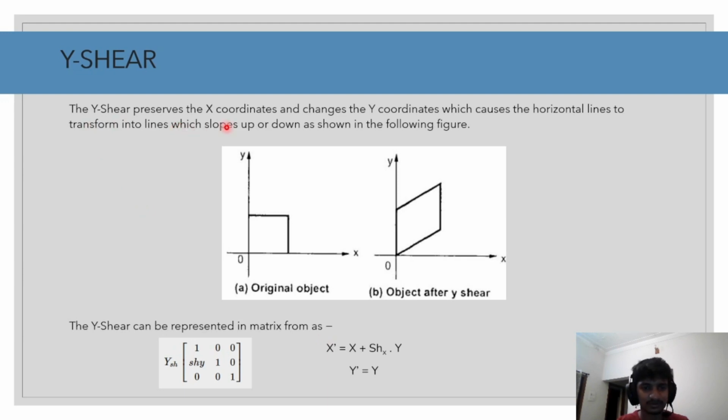Next is y shear. Y shear preserves the x coordinates and changes the y coordinates, which causes the horizontal lines to transform into lines with slopes up or down, as shown in the following figure. So this is the original object, and after y shear it's moving upwards in the y axis. And the y shear matrix is this, as you can see here: 1 0 0, shy 1 0, and 0 0 1. So x bar is equal to x, and y bar is y plus shy into x.